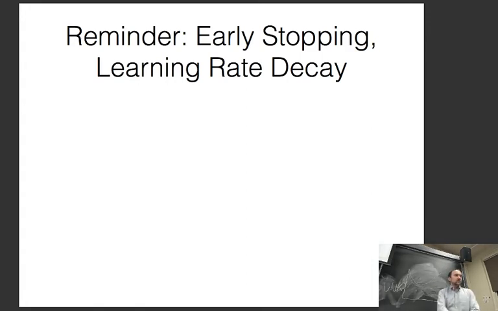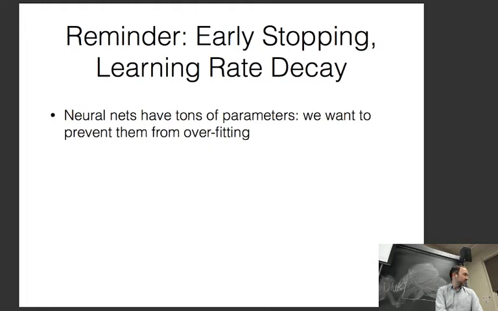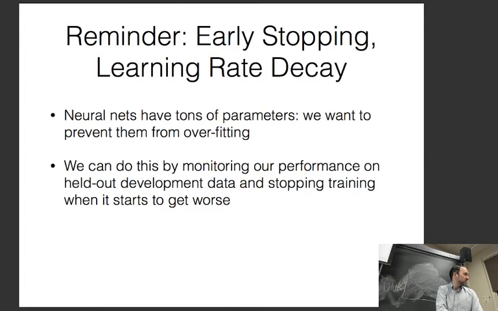As a reminder, I also talked about this at the beginning of the class, but we have early stopping and we have learning rate decay. We want to prevent overfitting, and one way we can do this is by monitoring our performance on a held out development set. We hold out our development set, and we remember the model that did the best on the development set, and then we use that to test our models. In the case over here, we would be taking the model from this point where we got the best development set loss.